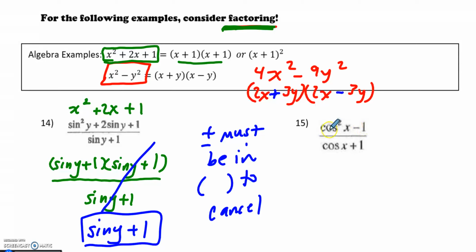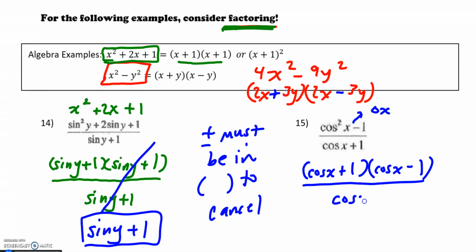So if I look at the numerator, can cosine squared minus 1 be factored? Well, yes, it can. Because both of these are perfect squares, the square root of cosine squared is cosine. So the front, what times what gives you cosine squared x? Cosine times cosine. What times what gives you 1? 1 times 1. How do I get my middle term to become technically a 0x in the middle? 1 is positive and 1 is negative.